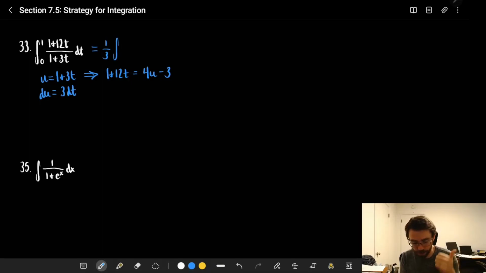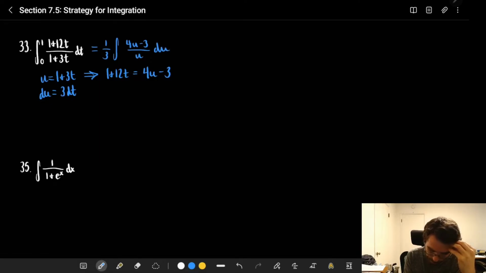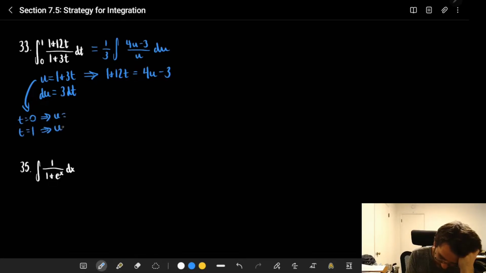This integral also has bounds. Let's not write them yet. The top is going to be, well, 1 plus 12t is 4u minus 3. The bottom is just u. Yeah, that works. And u, you know, initially t was 0 and t went all the way up to 1. If you plug those values in, you get u equals 1 to 4. So this is 1 to 4.